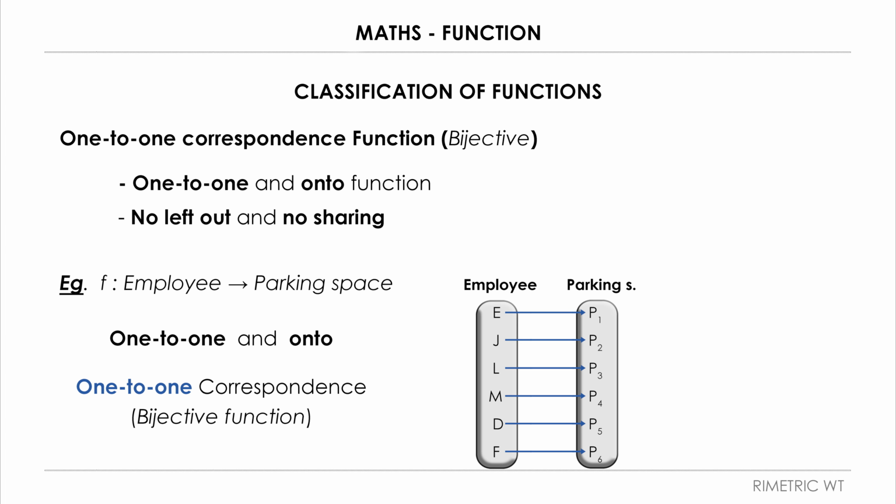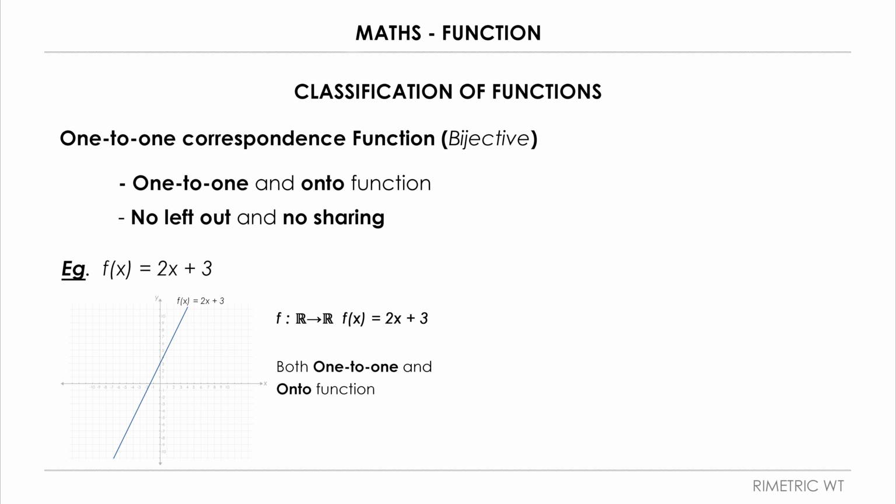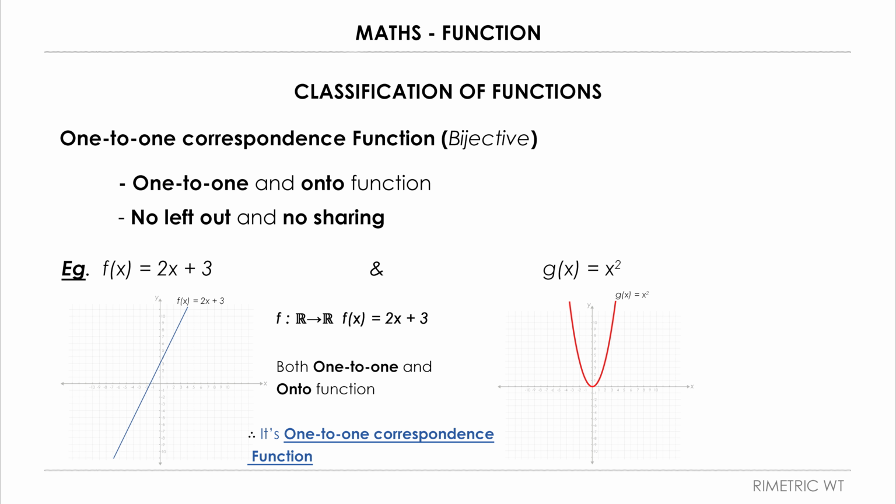Let's look at our linear function as well. As we have seen in the previous sections, this function is both one-to-one and onto. Therefore, we can say that it represents a one-to-one correspondence. What about the quadratic function? We have seen that the function f of x equals x squared, when defined from the real numbers to the real numbers, is neither one-to-one nor onto.